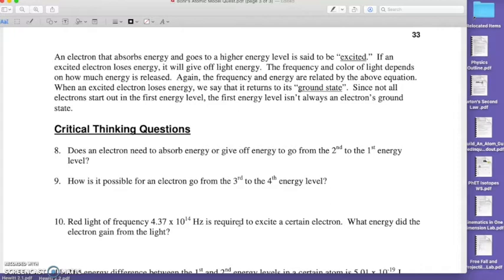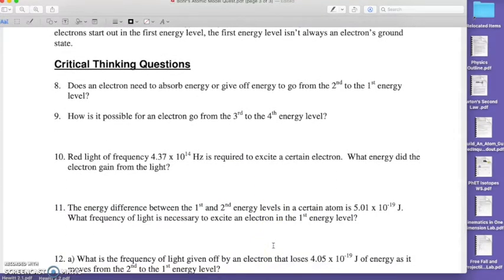When an excited electron loses energy, we say that it returns to its ground state. Since not all electrons start out in the first energy level, the first level isn't always an electron's ground state. So the ground state is where it starts, and the excited state is the energy levels it jumps to.